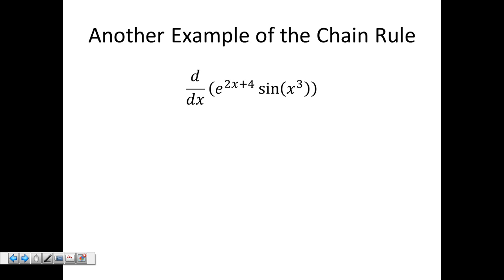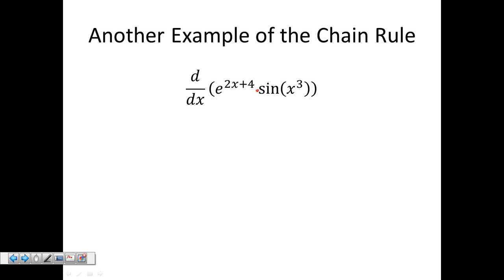All right, let's take a look at another example of the chain rule. Now, I always like to step back from a function and think, okay, everything that's going on here, definitely got some chain rule going on or else I wouldn't have it in this video. But I've also got a product right here. So I've got to use the product rule.